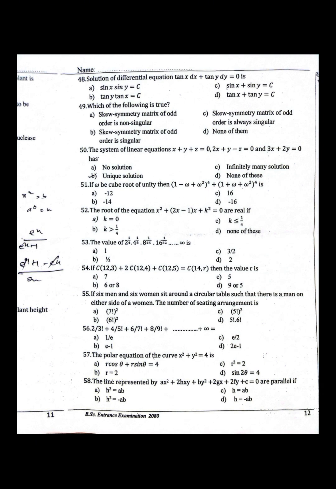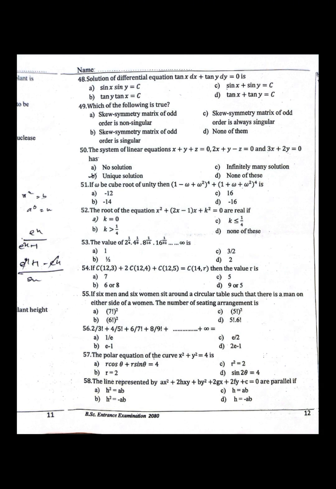50. The system of linear equations x plus y plus z equal to 0, 2x plus y minus z equal to 0, and 3x plus 2y equal to 0 has A. No solution, B. Unique solution, C. Infinitely many solutions, D. None of these.